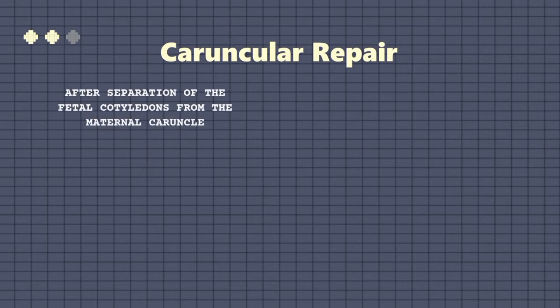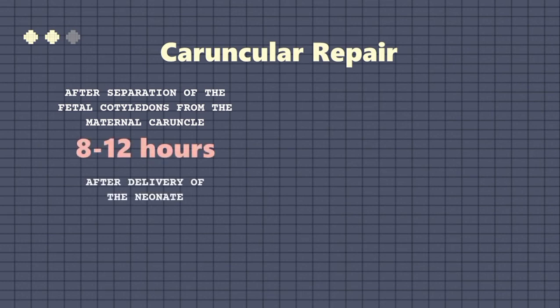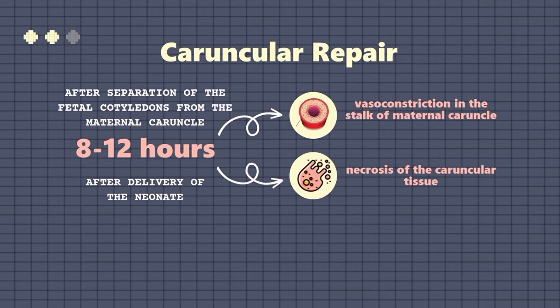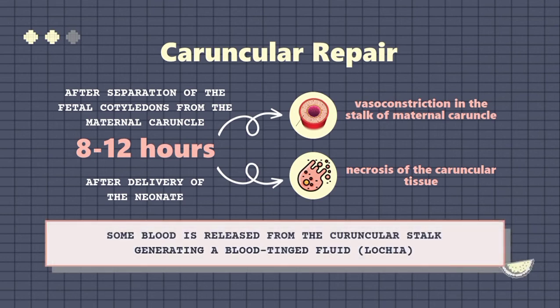Now we have the caruncular repair. After the separation of the fetal cotyledons from the maternal caruncle, which usually takes place within 8 to 12 hours after delivery of the neonate, vasoconstriction takes place in the stalk of the maternal caruncle, and then necrosis of the caruncular tissue follows. Necrosis is the irreversible cell death that leads to sloughing of the caruncular mass, which leaves necrotic tissue in the lochial fluid inside the uterus. Some blood is released from the caruncular stalk, generating a blood-tinged fluid which is earlier known as the lochia.